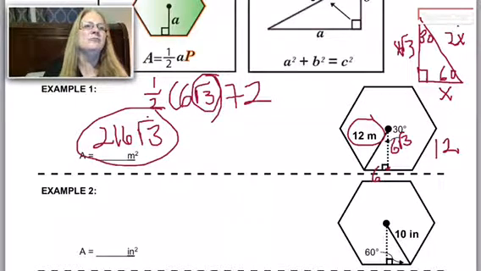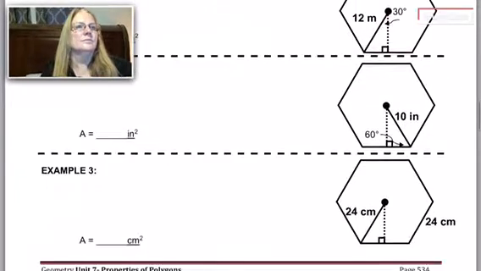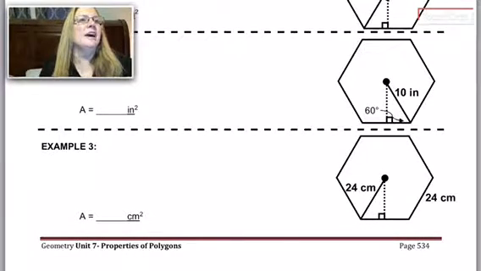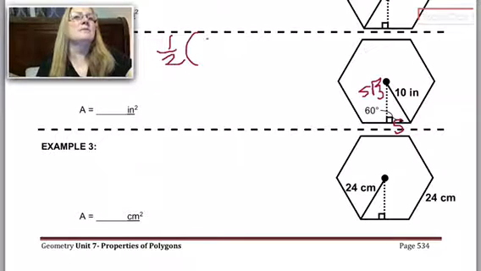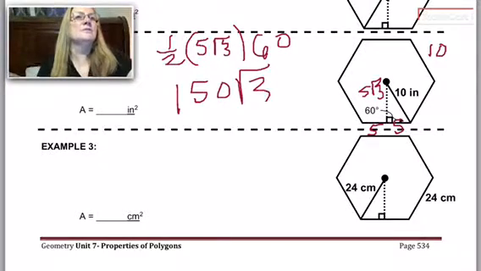Please pause the video and see if you can do example 2. Hope you paused. But this would be 5. This would be 5 square root of 3. So now it is 1/2 times the apothem, 5 square root of 3, times the perimeter. Now this is half a side, so 5 and 5 is 10, and there's 6 of them, so 60. So that would be 150 square root of 3.